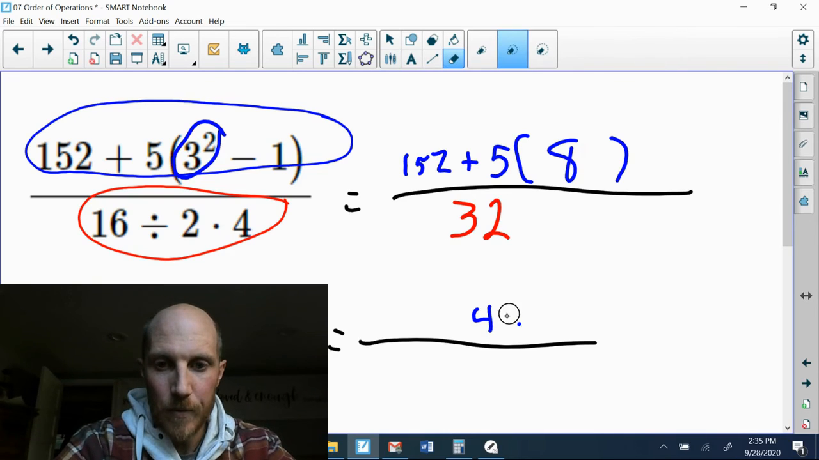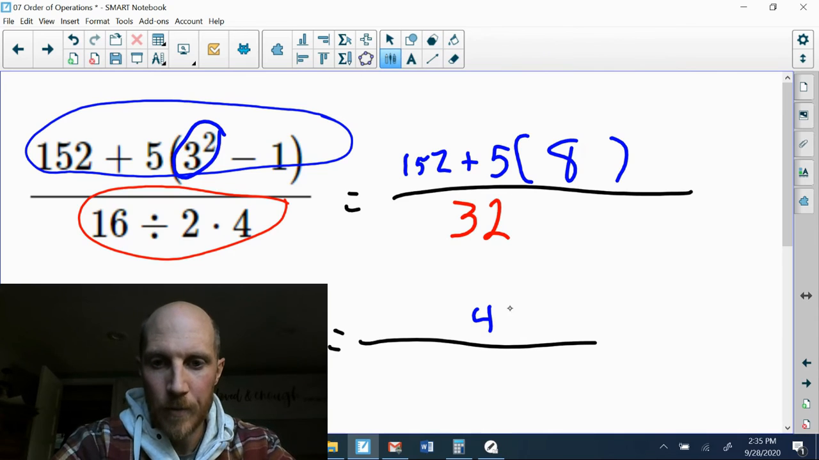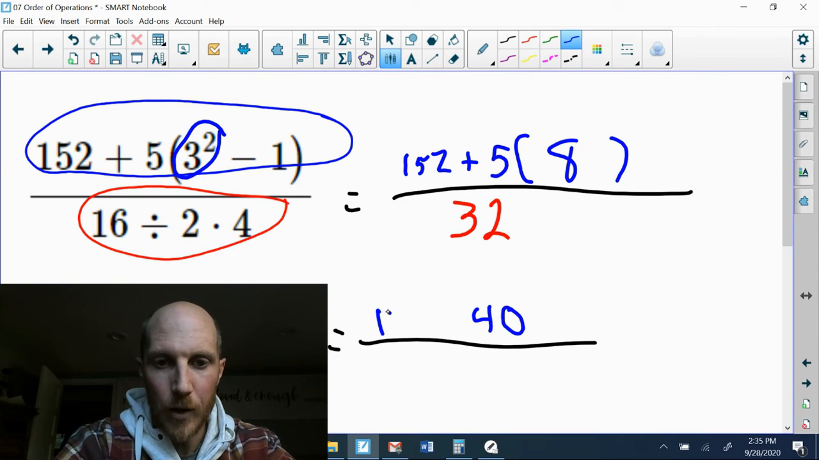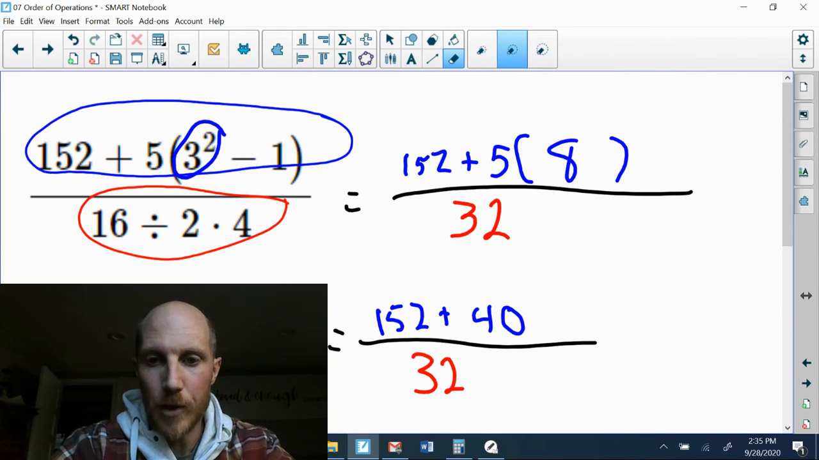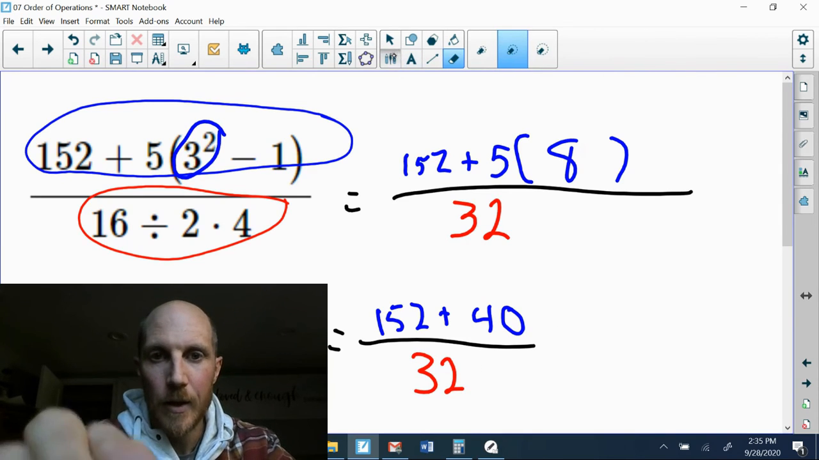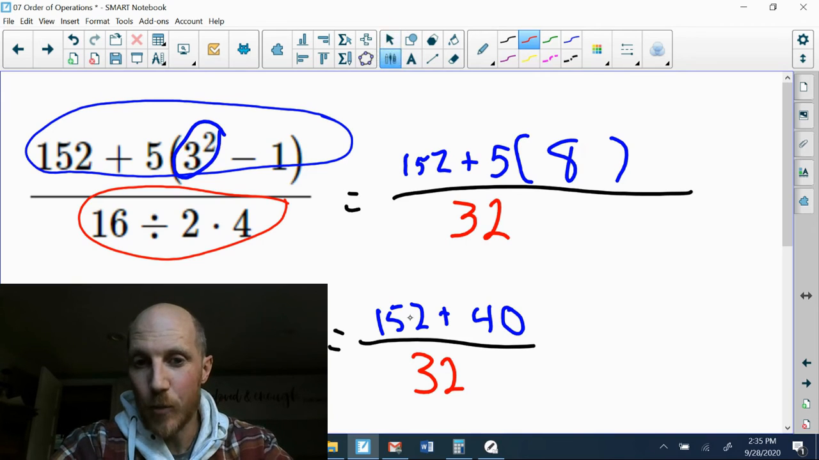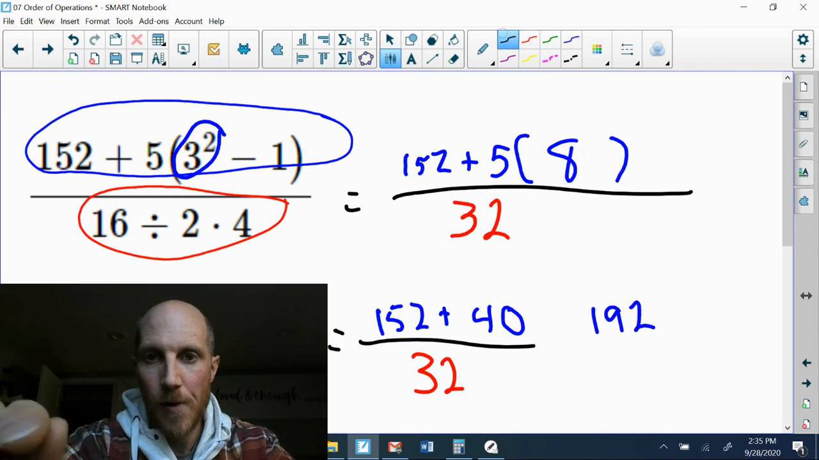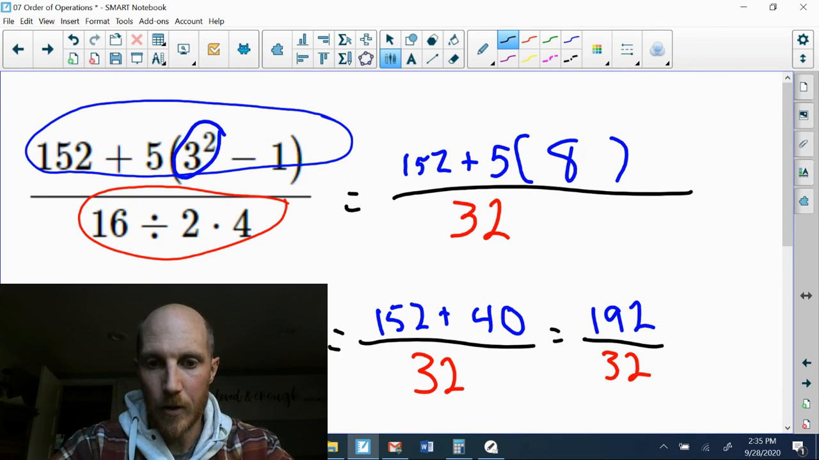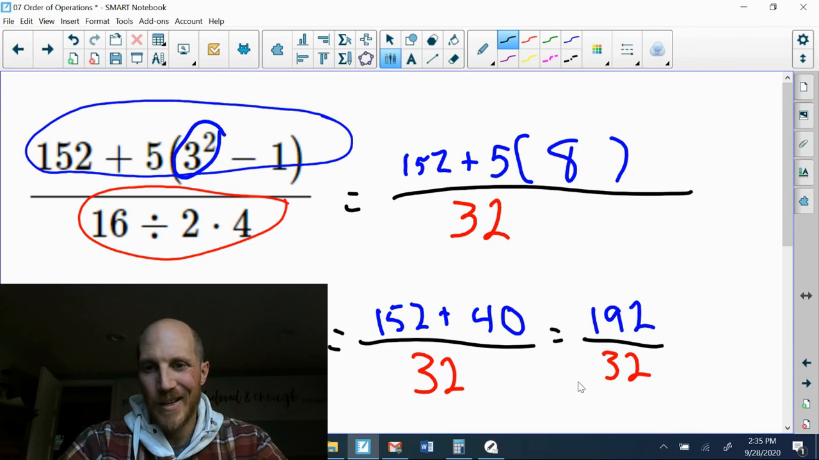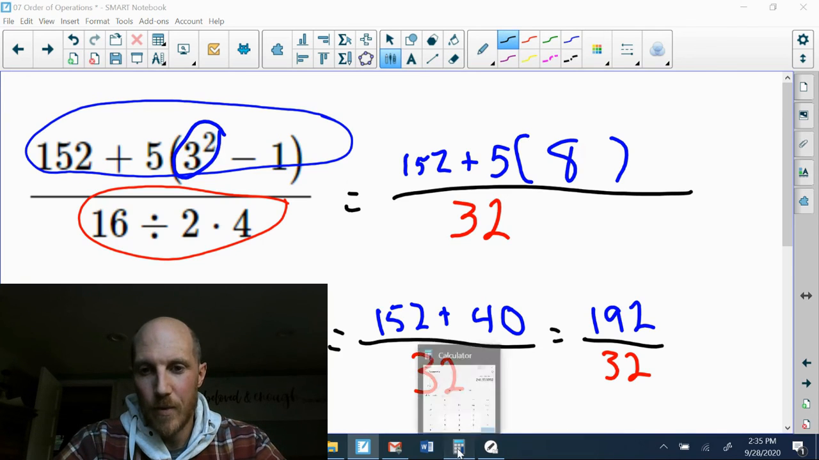That actually looks like a 40. Great. So 152 plus 40 is on the top. 32, I already found out, that's on the bottom. I don't need that much line. And then I can add on the top 152 plus 40. That's 192. 32 is on the bottom. And looks to me like that's 6.